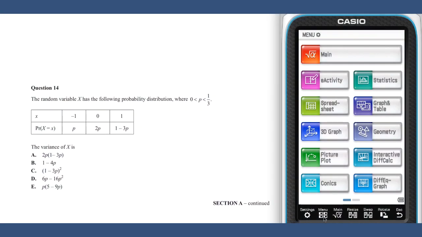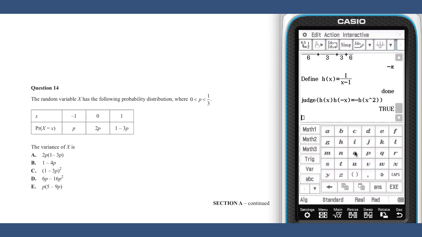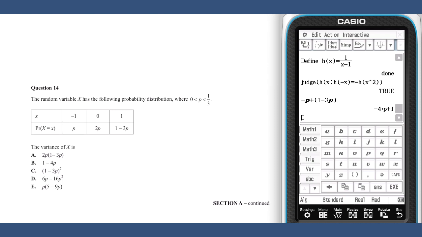Question 14. This question requires the variance of x. For that, we will need the mean of x, being the sum of x by p, will be p by minus 1, so minus p, plus 0 by 2p, so that's 0, plus 1 by 1 take 3p. Giving us a mean of minus 4p plus 1.